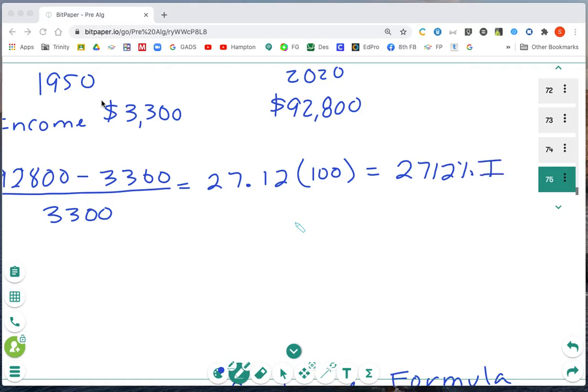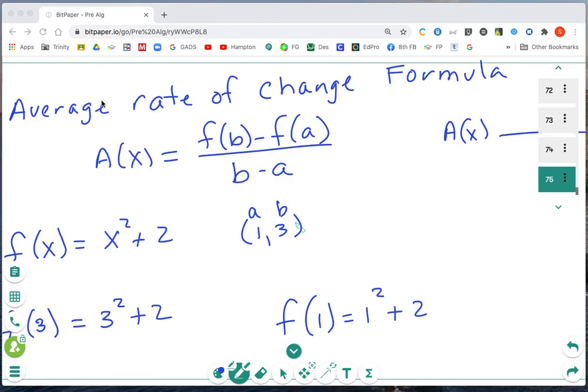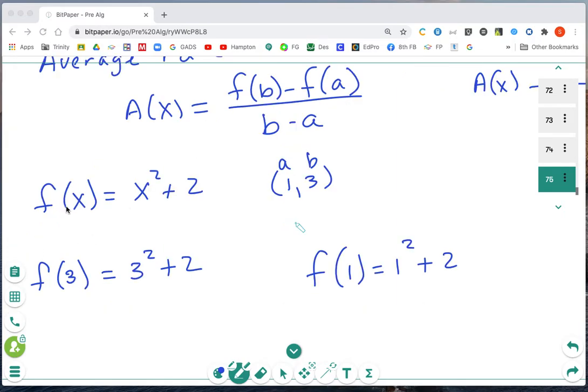All right, another formula that we're going to be working with is called the average rate of change. The average rate of change formula says: it's equal to a function when I put b in it, minus the same function when I put a in it, and then I divide by b minus a. The first one we're going to work with is the function f of x equals x squared plus 2. a is going to be 1, and b is going to be 3.